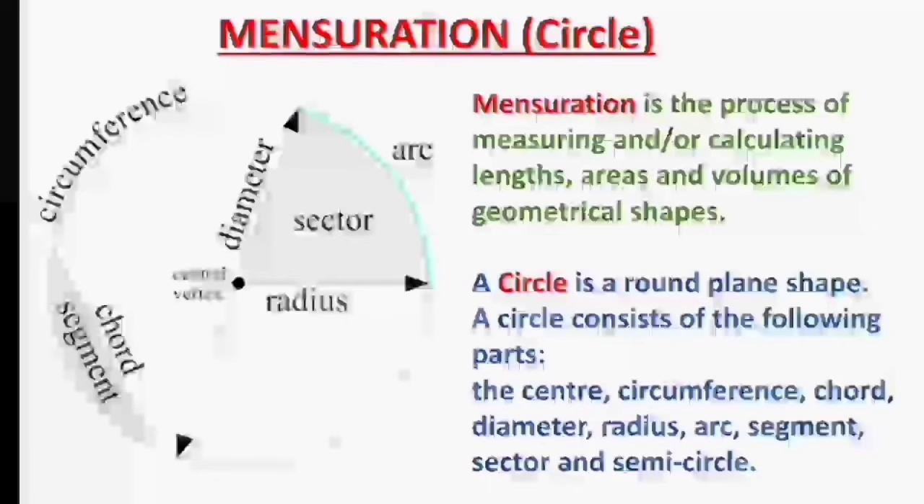From definition, mensuration is the process of measuring and or calculating lengths, areas and volumes of geometrical shapes. Also from definition, a circle is a round plane shape. A circle consists of the following parts. A circle has the center, circumference, chord, diameter, radius, arc, segment, sector, and the semicircle. Let's learn more about the circle.